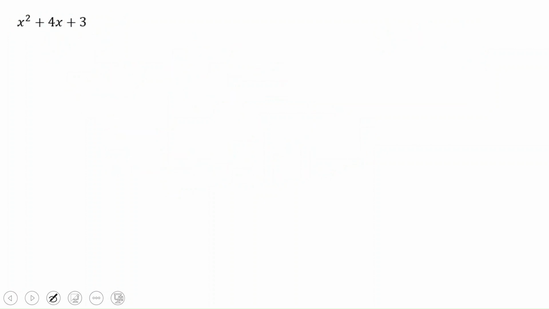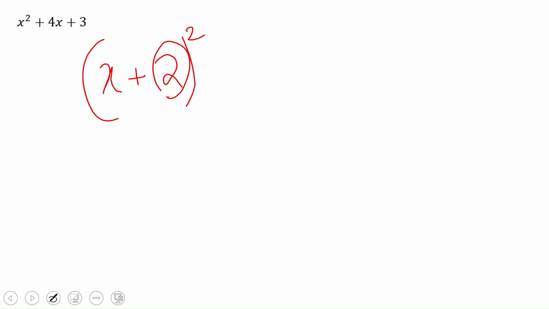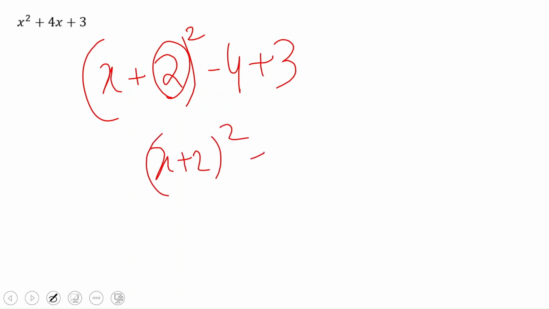Next, x squared plus 4x plus 3. Same, the coefficient of x squared is 1, so we don't need to divide it by anything. So we just do x plus the half of 4, which is 2. So x plus 2 whole squared. And you have to subtract the square of this, which is 4, plus 3. Which is going to be x plus 2 whole squared minus 1.